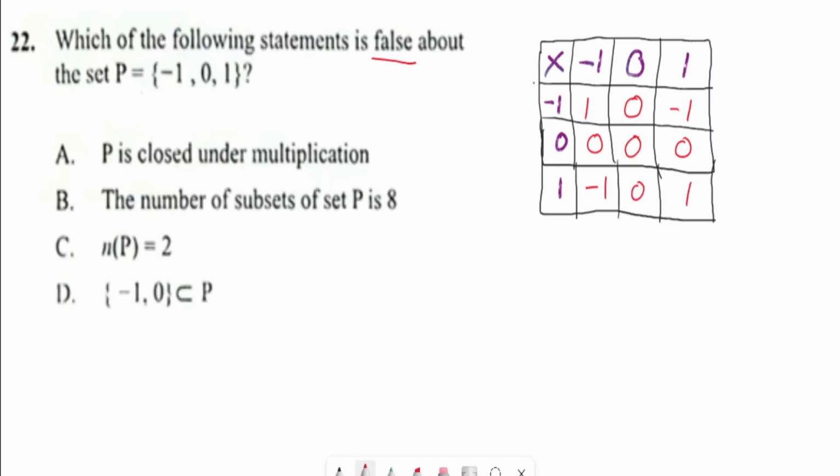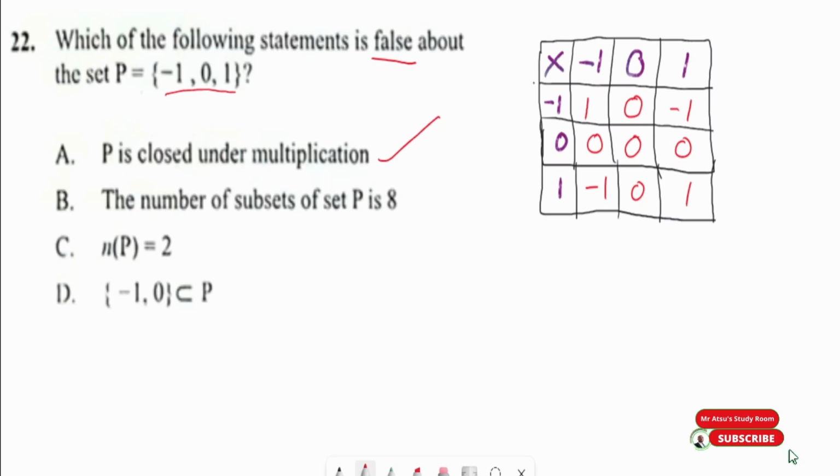And just by the fact that all these numbers in the red are one of these numbers here, or the element of P, or belongs to P, there's no number in the red here that is not in P, we say that P is closed under multiplication. So it means that that is true.